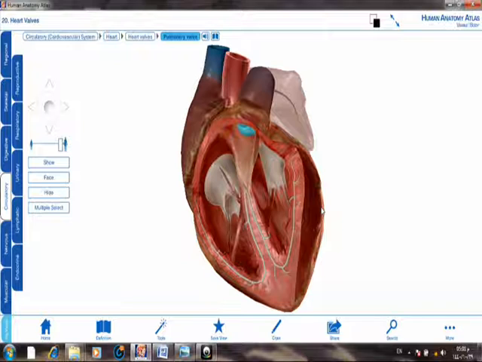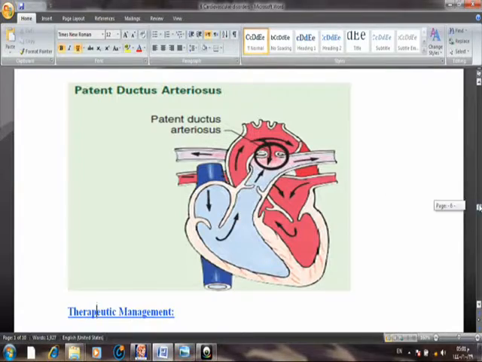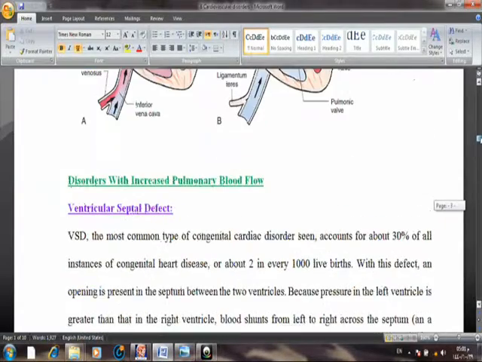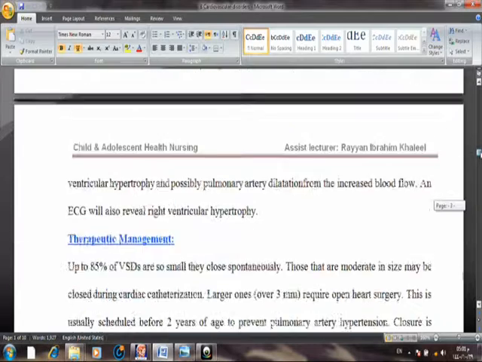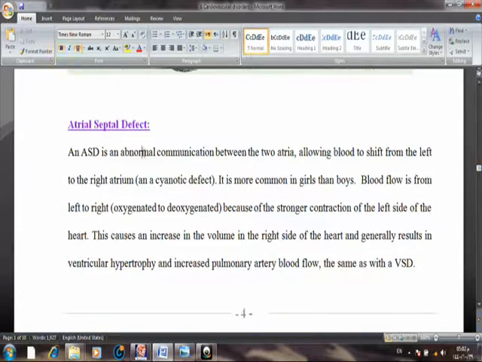Today I will explain for all of you about ASD, atrial septal defect. ASD is an abnormal communication between the two atria. It allows the blood to shift from the left to the right atrium.